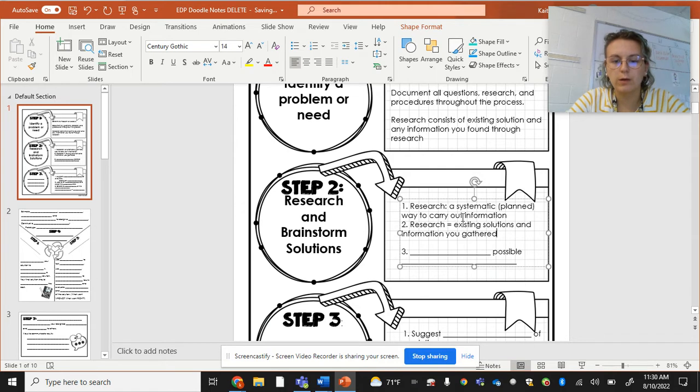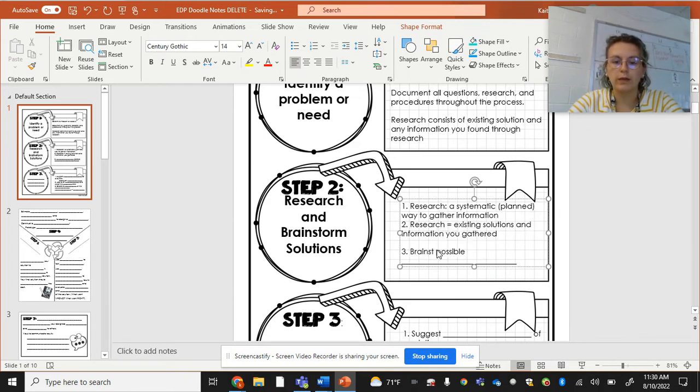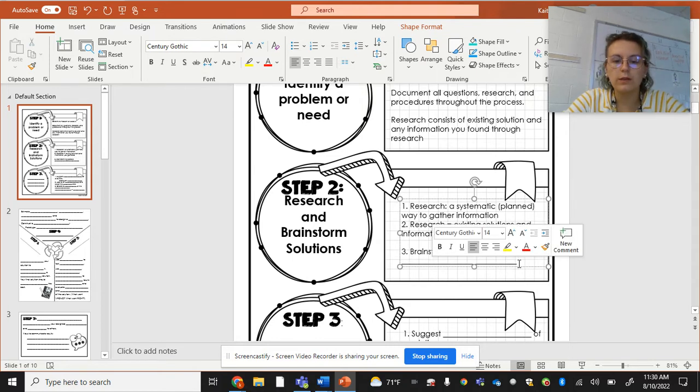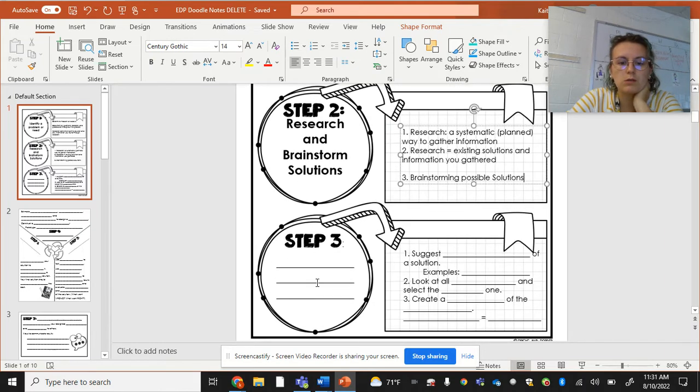Okay, so let's go back to this one. I don't think I said it correctly or I didn't write it down correctly. A systematic way to gather information. Okay. And then after you've done your research, you need to start brainstorming possible solutions. And the reason why that's plural is because if you have something planned, you always need to have a plan B. If this fails, you shouldn't just look at yourself and say, I have no idea. I didn't plan this. You should have multiple solutions.